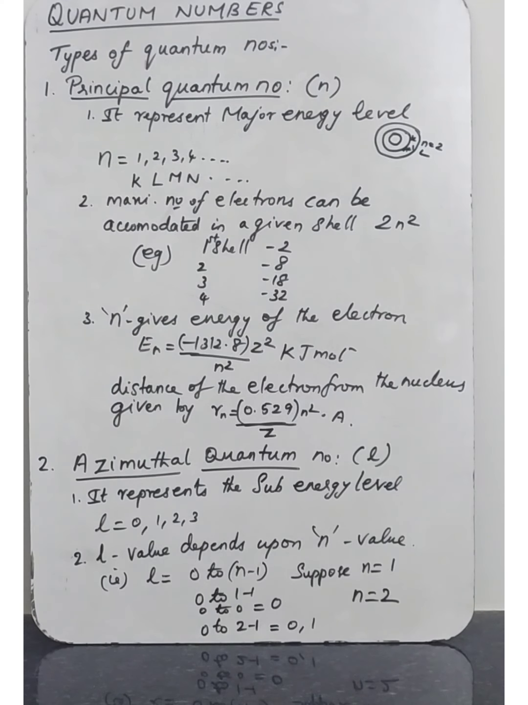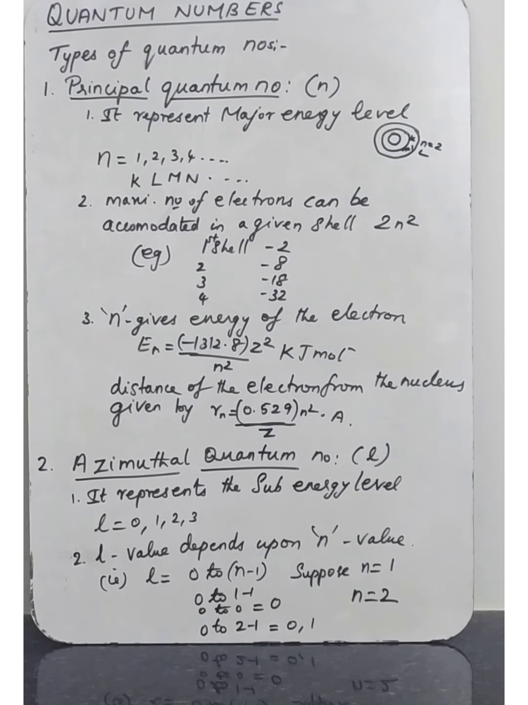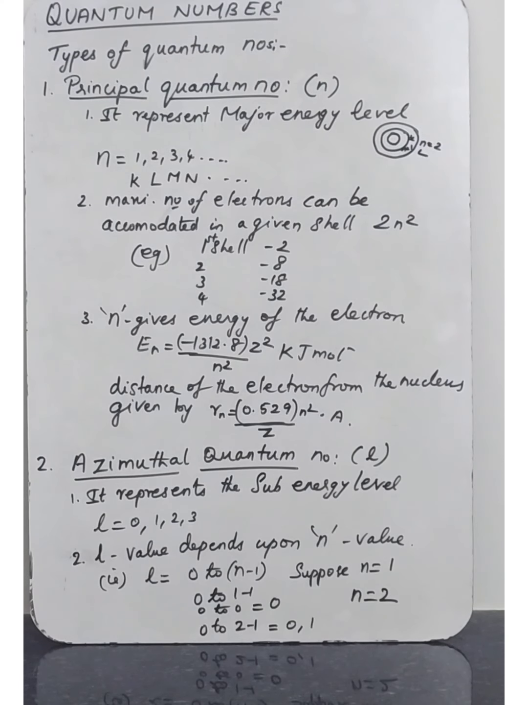Last class we discussed the Bohr atom model, the Rutherford atom model and their limitations, the de Broglie equation, and the Schrodinger wave equation. The next topic we are going to discuss is quantum numbers. What is meant by a quantum number? It is a number which designates and distinguishes the various atomic orbitals.